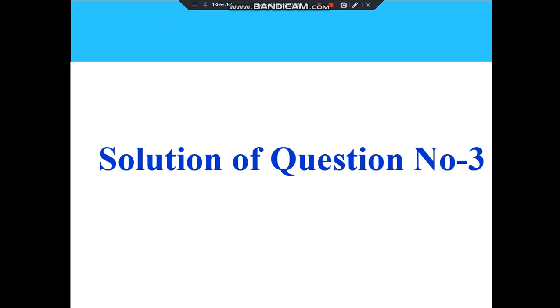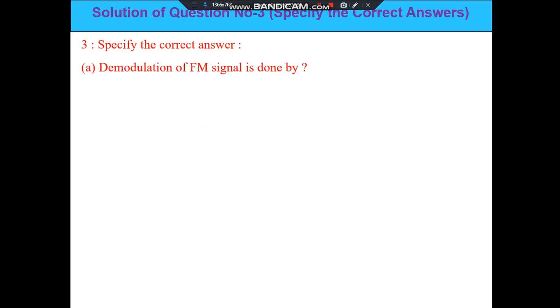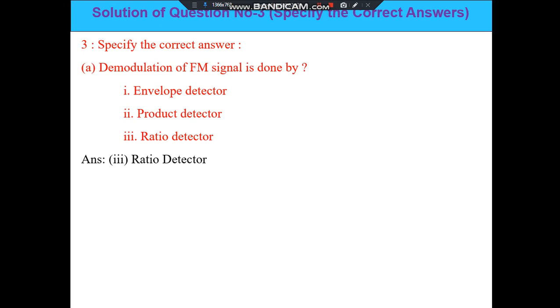Also solutions of question number 3, specify the correct answer. See the first question. Demodulation of FM signal is done by envelope detector, product detector, or ratio detector. Out of these 3, the ratio detector does the demodulation of the FM signal.